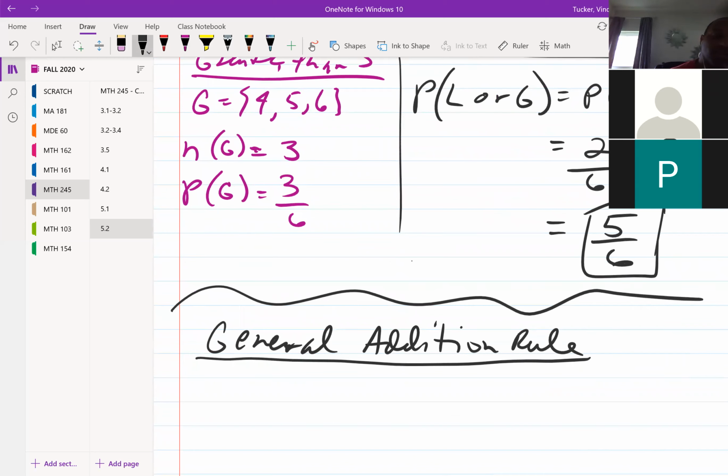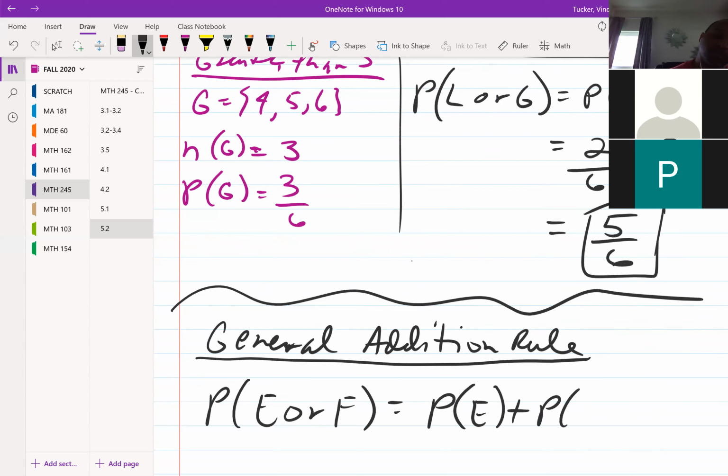All right, so I didn't make enough room.